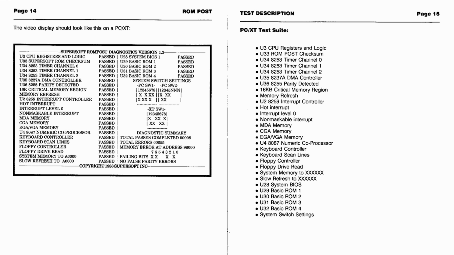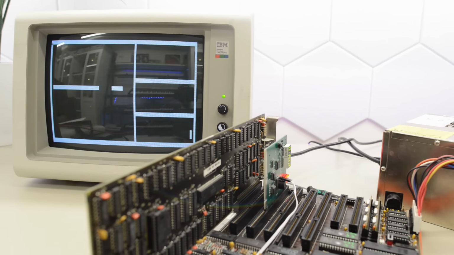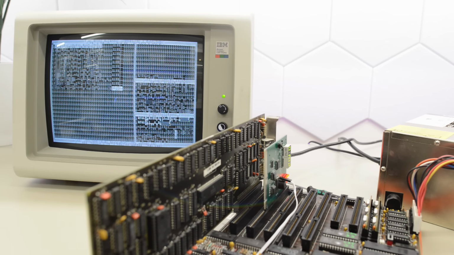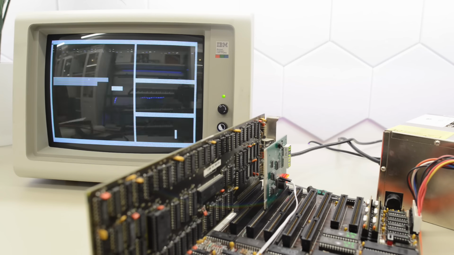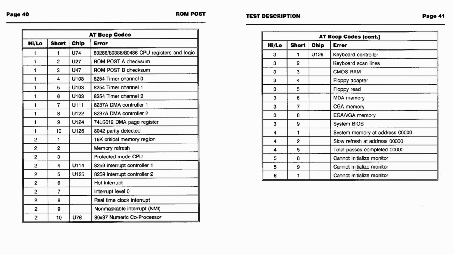So let's check those beep codes instead, because this is of course an AT. So I'm not sure how to read these codes here. It says high, low and short. So should I count those as 2 high lows and then 1 short beep? In that case it's pointing to the same 16K critical memory region. Or maybe that should be counted as 4 high-low beeps and 1 short. In that case it's pointing to system memory at address 0.